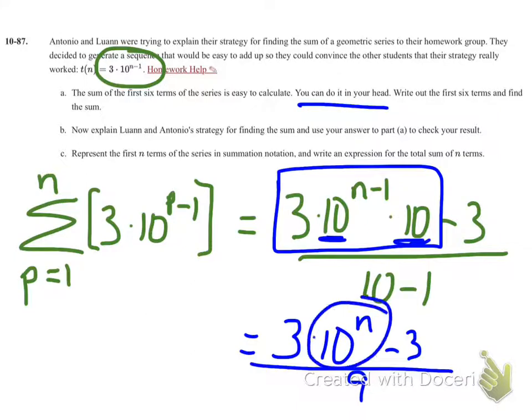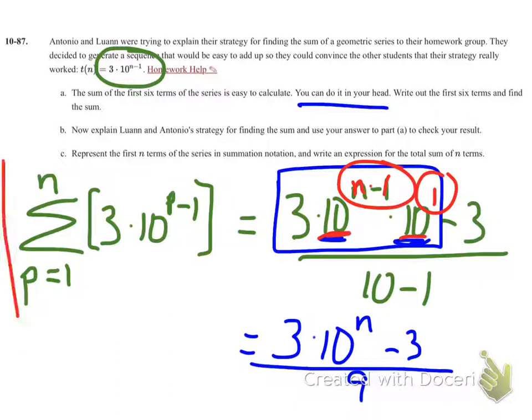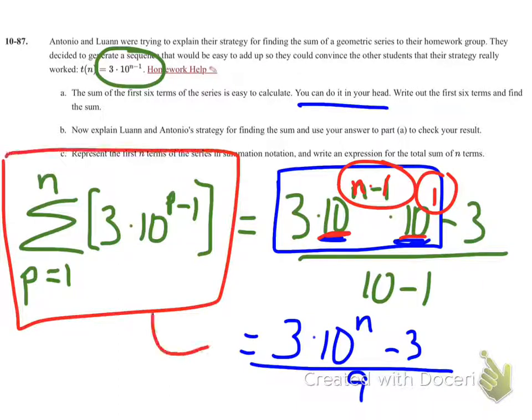The reason why I can write it as 10 to the n is because I have 10 to the n minus 1, and I have 10 to the first, and I add my exponents. N minus 1 plus 1 is just n. So here's my summation notation, and that is my sum for the first n terms.